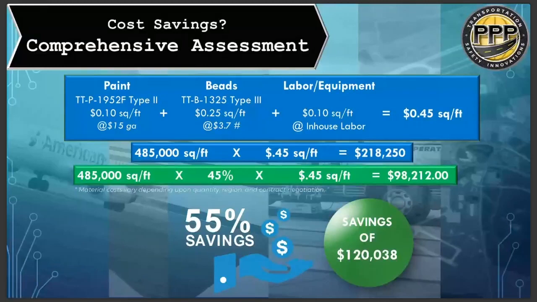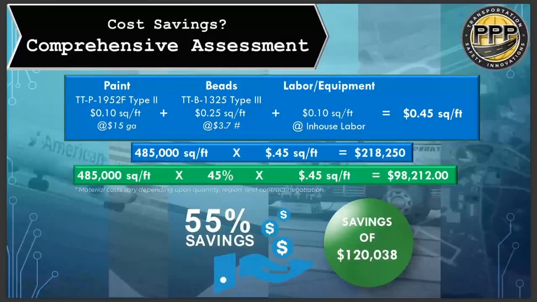Now take that down to 14%, which is what the FAA comparison was, if you remember going through that math. It's about $100,000. So there's a 55% savings, minus the cost of whatever that assessment is, either a mobile or handheld assessment, but you're saving about $120,000, which is about 55% savings.